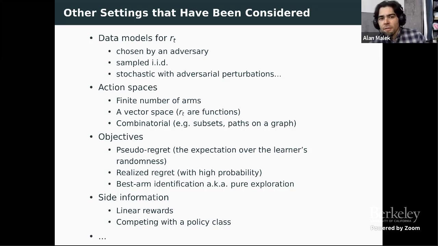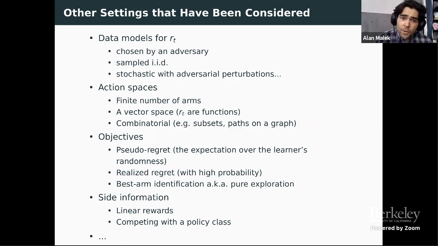saw in Wouter's talk, they could be some functional optimization over a real vector space, in which case you're doing, you know, online bandit optimization. They can be combinatorial. That's pretty interesting when you're trying to pick, say, paths on a graph, and you could only observe the weights of the links that you picked, or maybe you only get to see the total length of the path that you took.